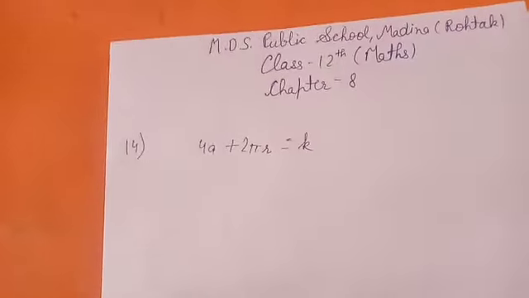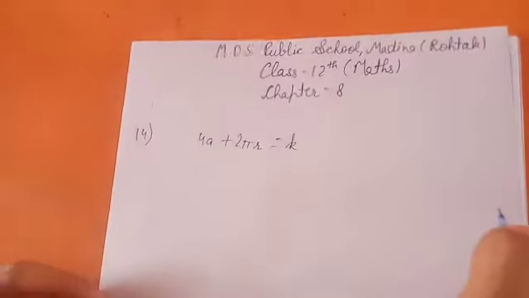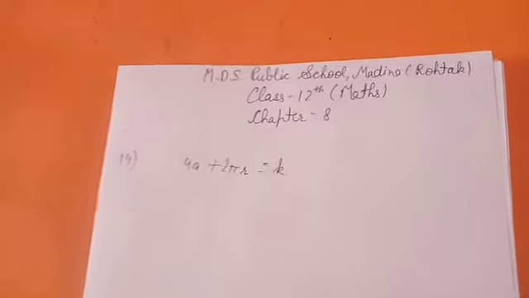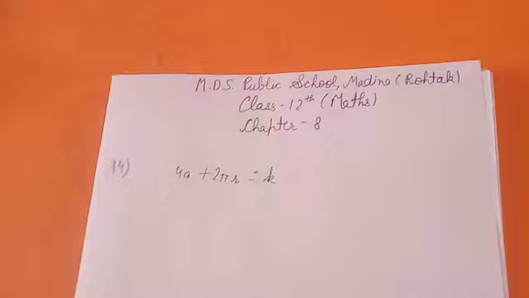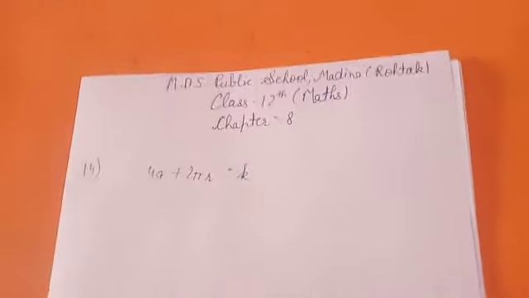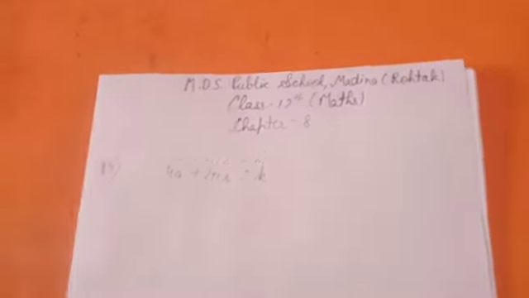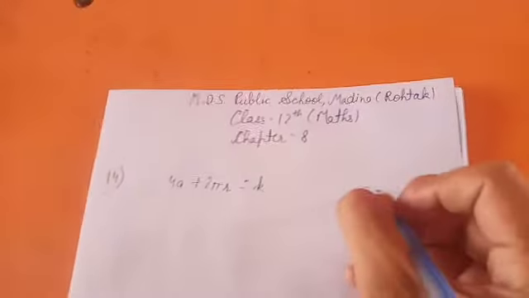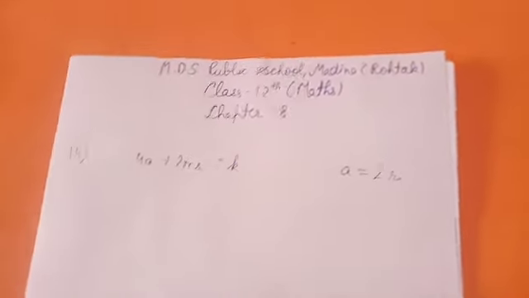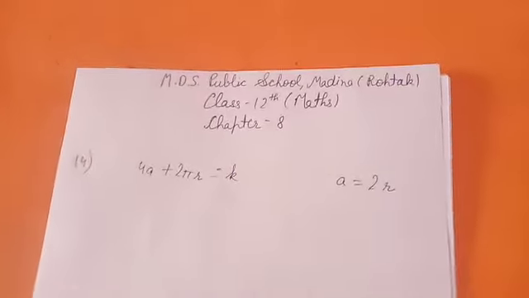Show that the sum of their areas is least when the side of the square is equal to the diameter of the circle. That means we have to find their areas and prove that the sum of their areas is minimum when a is equal to 2r, that is, the side of the square is equal to the diameter of the circle.